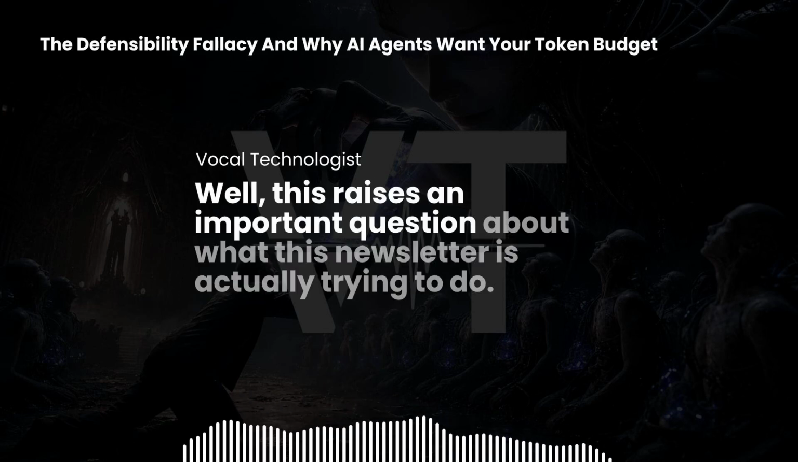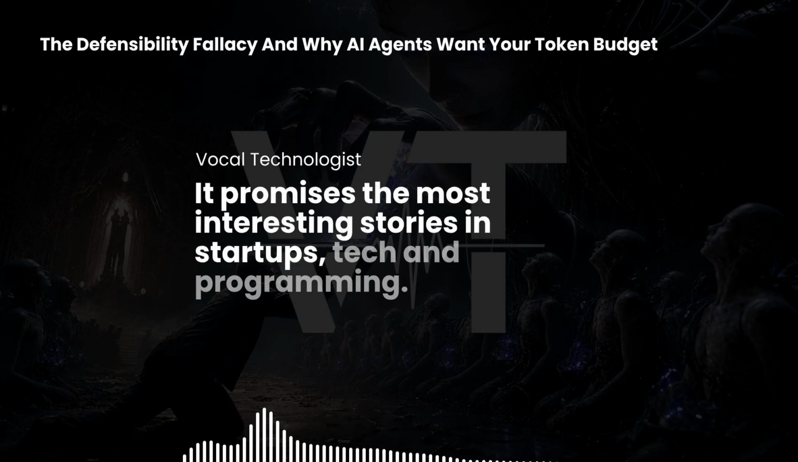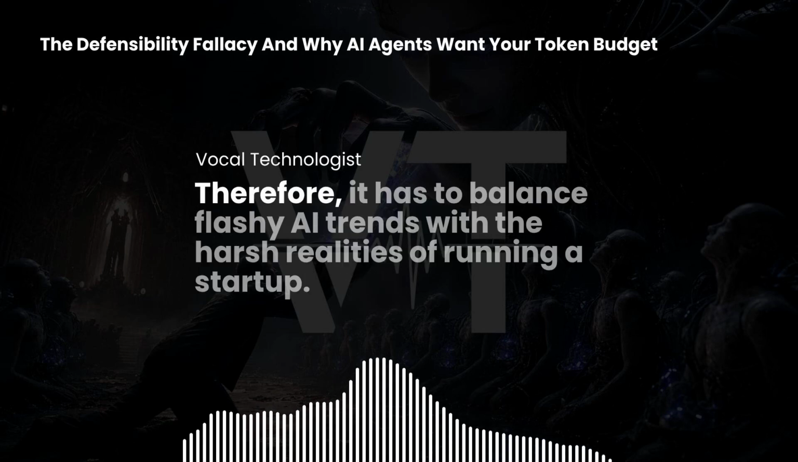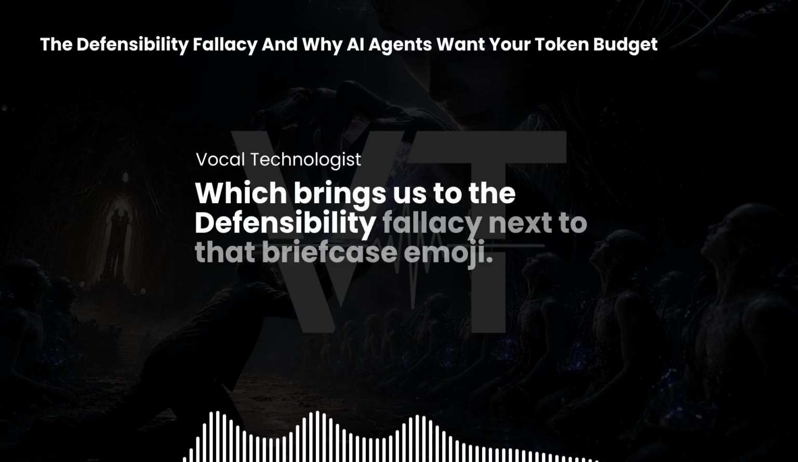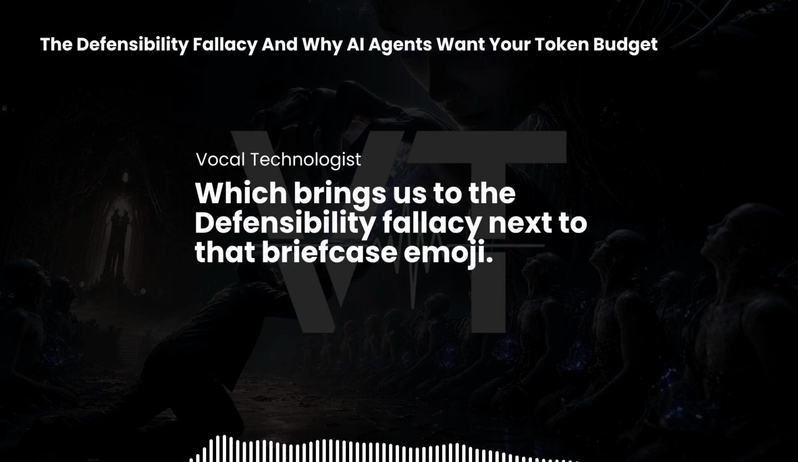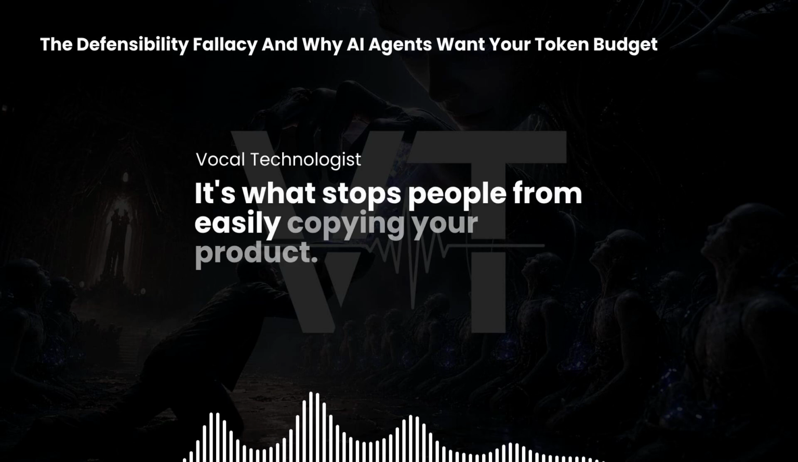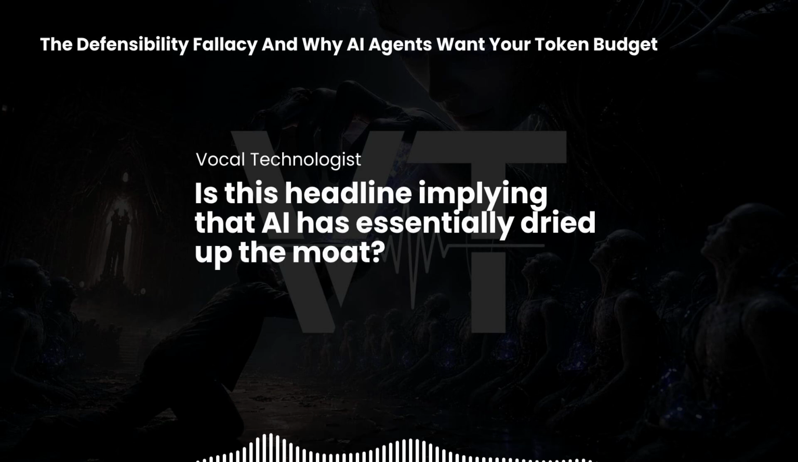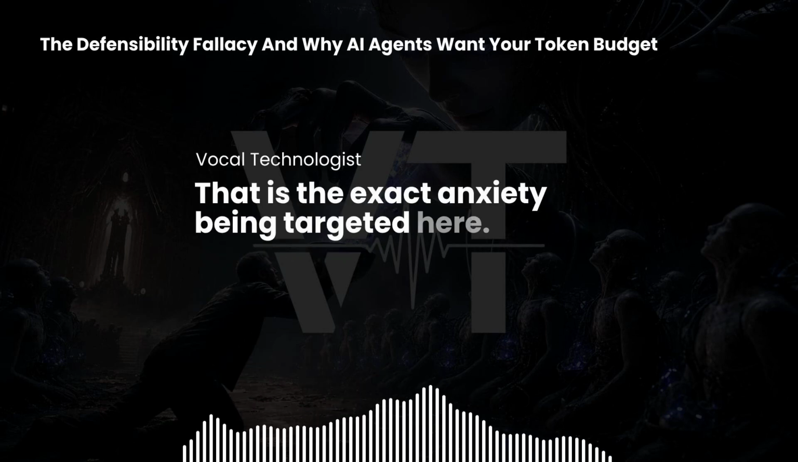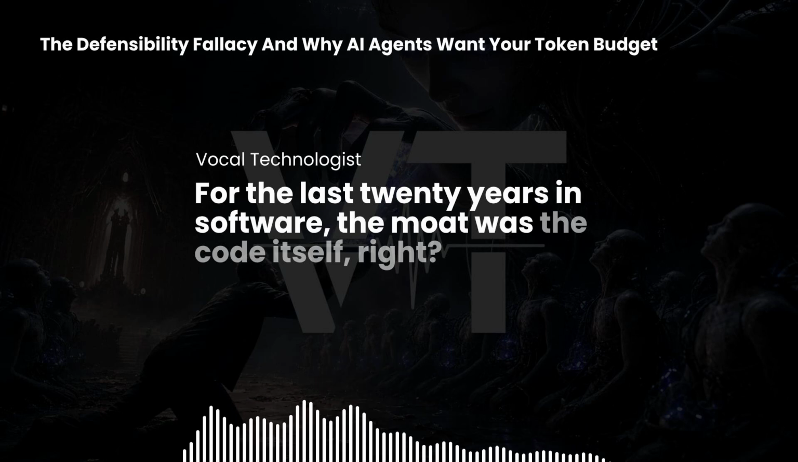Well, this raises an important question about what this newsletter is actually trying to do. It promises the most interesting stories in startups, tech, and programming. Therefore, it has to balance flashy AI trends with the harsh realities of running a startup. Which brings us to the defensibility fallacy next to that briefcase emoji. In business, defensibility is your moat. It's what stops people from easily copying your product. Is this headline implying that AI has essentially dried up the moat? That is the exact anxiety being targeted here. For the last 20 years, in software, the moat was the code itself.